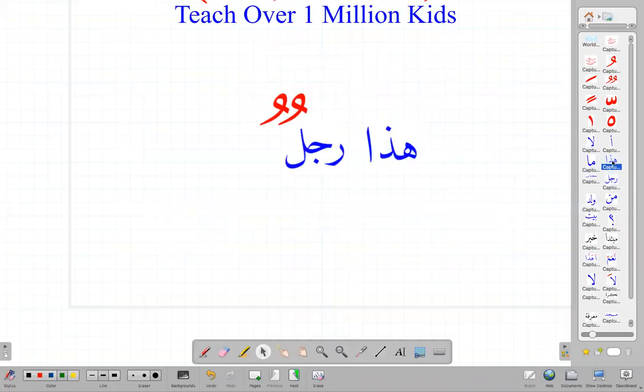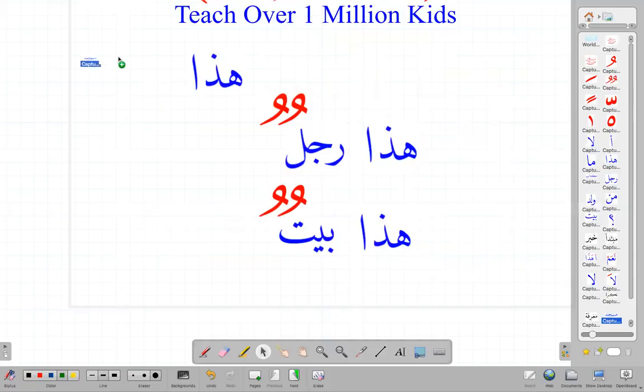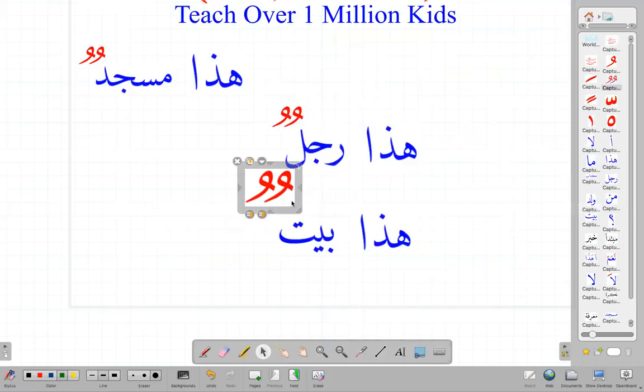هذا رجل. هذا بيت. Okay, هذا بيت. هذا مسجد. All they end with a tanween, okay? Make it small, beautiful. Hada baytun.